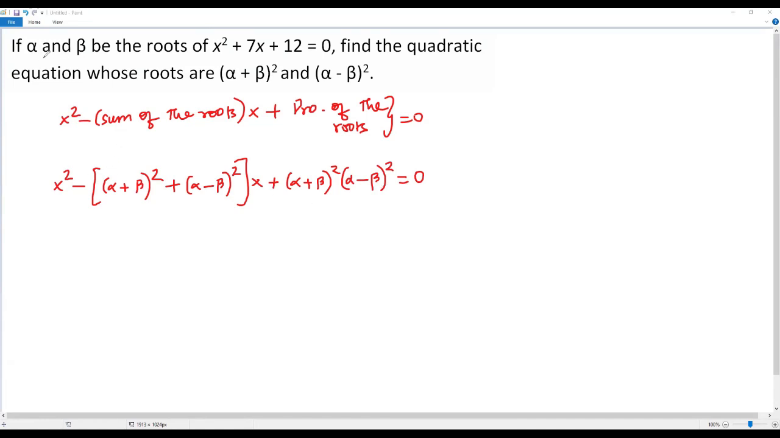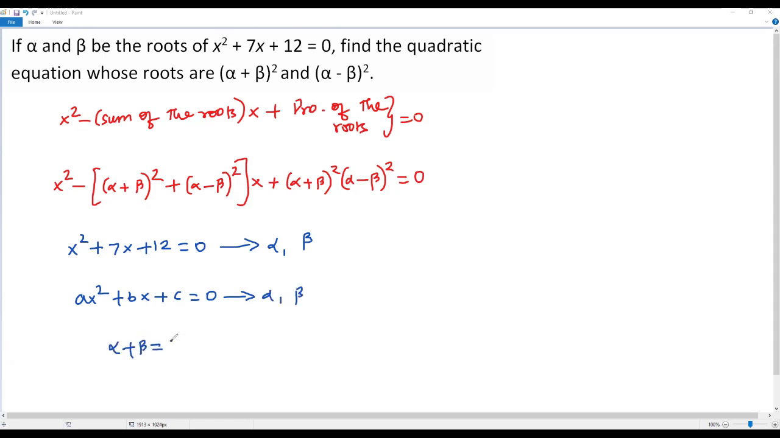For that, let me consider the other information in the question, that is alpha and beta are the roots of the quadratic equation x² + 7x + 12 = 0. Let me write it here: x² + 7x + 12 = 0. This quadratic equation has the two roots alpha and beta. Now let me consider a quadratic equation in standard form, ax² + bx + c = 0. When we have a quadratic equation in this form, there is a formula to find the sum of the two roots. If alpha and beta are the roots, then the sum of the roots is alpha + beta.